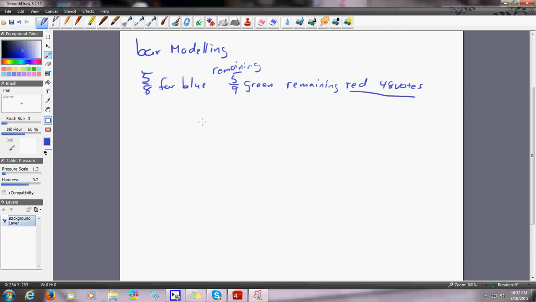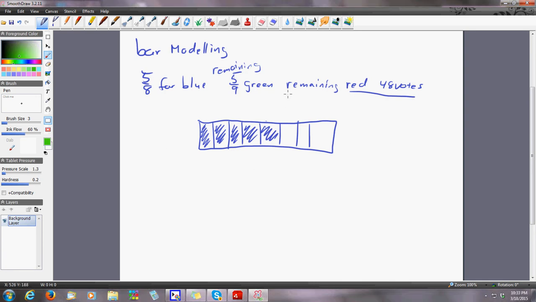And here's how I would go about doing it. I use bar modeling because it's actually a pretty nifty way of doing it. So I draw a bar. I draw 1, 2, 3, 4, 5, 6, 7, 8. And I do that because there's 5/8 blue. So I'm going to color in 5. So these are my blue, and I don't actually have to do it because it's color coded for you.